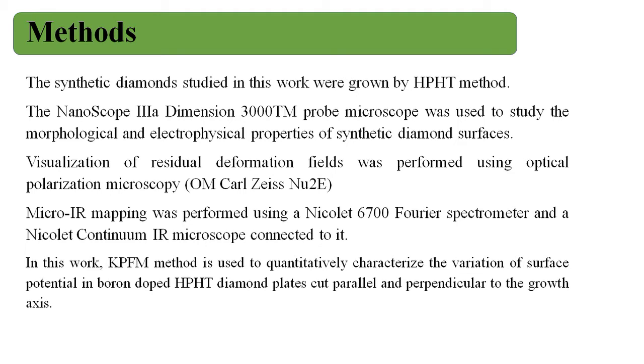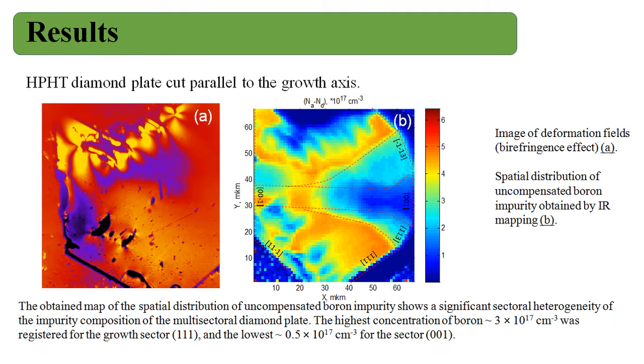In this work, the KPFM method is used to quantitatively characterize the variation of surface potential in boron-doped HPHT diamond plates cut parallel and perpendicular to the growth axis. The obtained map of the spatial distribution of uncompensated boron impurity shows a significant sectoral heterogeneity of the impurity composition of the multisectoral diamond plate.